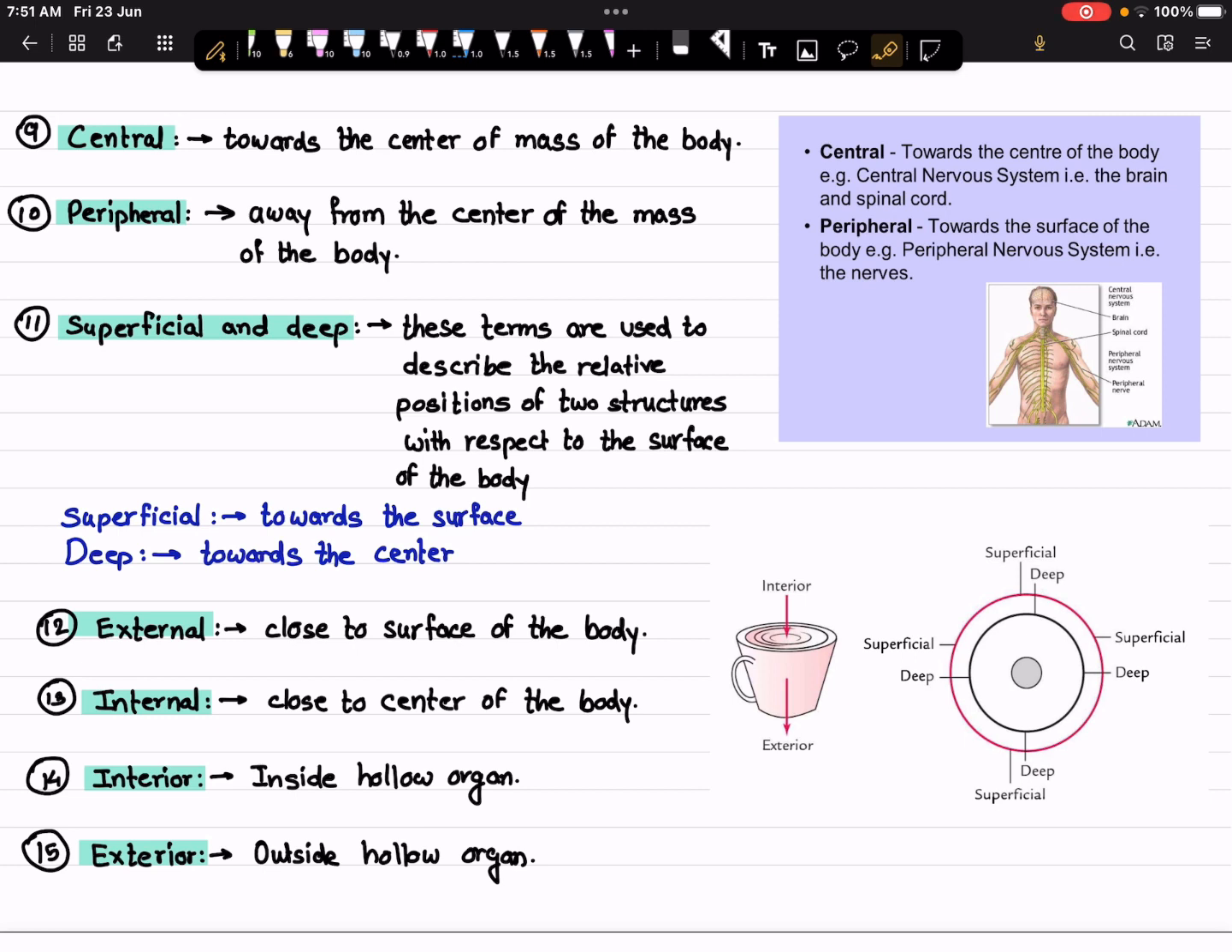Now when it comes to external, it can be used interchangeably and can get confusing because it is also a term which is referred to anything which is close to the surface of the body, and superficial also says anything which is towards the surface of the body. And what is deep? Deep is towards the center, and internal is also close to the center of the body, but the difference is it is towards. Okay, external is close to the surface of the body and internal is close to the center of the body, whereas deep is towards the center of the body.